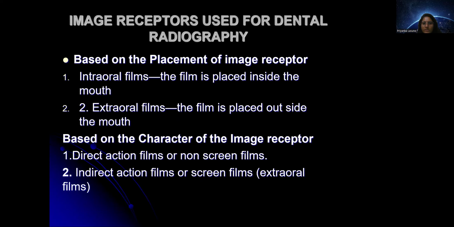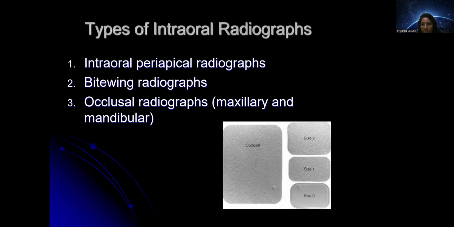As we know, the image receptors are divided into different types based on the placement of the receptors. If the receptor is placed intraorally, they are called intraoral X-ray films. If the film is placed outside of the mouth, then they are extraoral films. Based on the character of the image receptors, they are classified into screen films and non-screen films. Again, the intraoral radiographs are divided into three types: intraoral periapical radiographs, bite-wing radiographs, and occlusal radiographs.